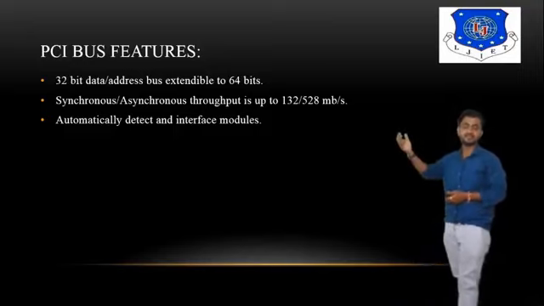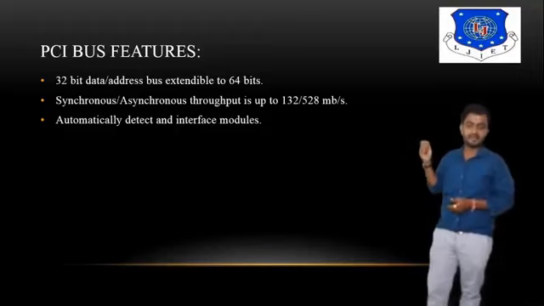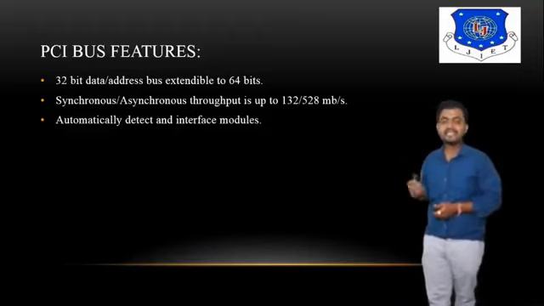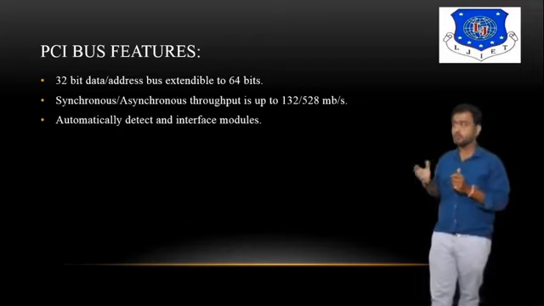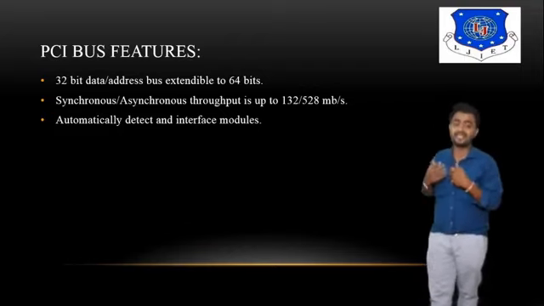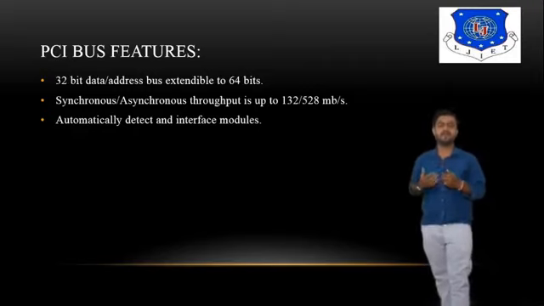It is a 32-bit data and address bus extendable to 64 bits, synchronous and asynchronous, with throughput of 132 to 528 megabytes per second. It automatically detects and interfaces modules. There is no need to use manual operations. It automatically detects peripheral interfaces.